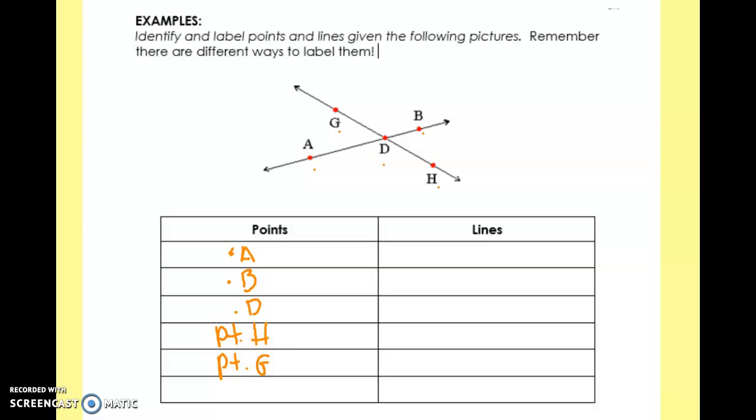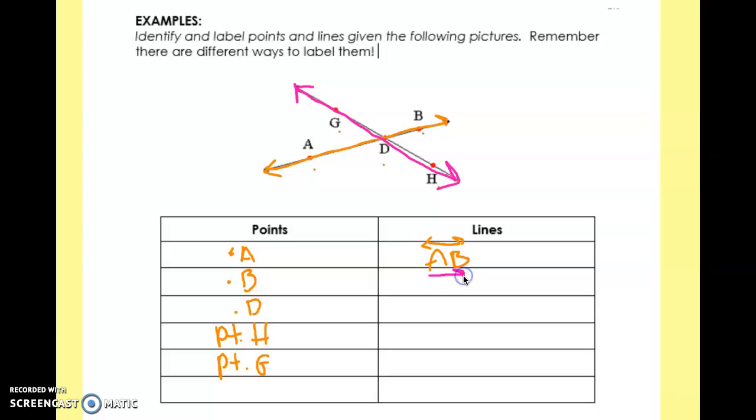As far as lines, remember you can use 2 capital letters to identify what line, and then also use the symbol above it. I can see this line right here contains the points A and B, so I could say one of the lines in that geometric figure is AB. I could also label the other line here, and I only need 2 points. I could say line DH, I could say line HD, or I could use the G and the H to label it. You could do it many different ways.